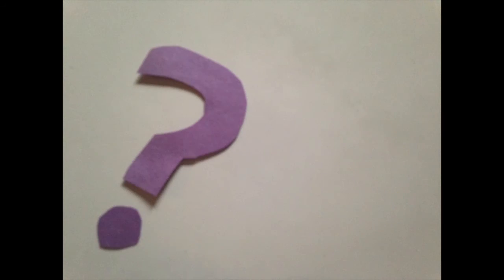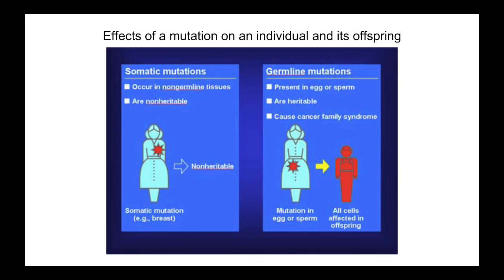But how do these mutations actually affect the individual who has them? And what about the individual's offspring? Well, first of all, mutations have many unpleasant effects, such as cancer or genetic diseases. But the question of whether or not an individual can pass a mutation down to its offspring depends on whether or not the mutation is somatic or gametic.